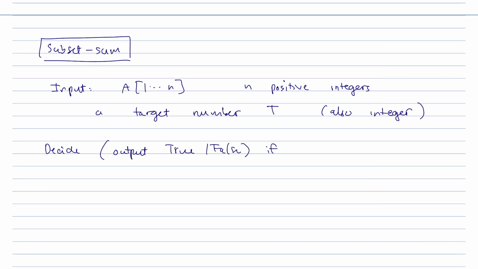If there is a subset of A that sum to T. Okay, so you can think of A as a multiset, and you ask if there is a subset of integers of A that sum to T. Alright, so this problem is very similar to the previous problem.